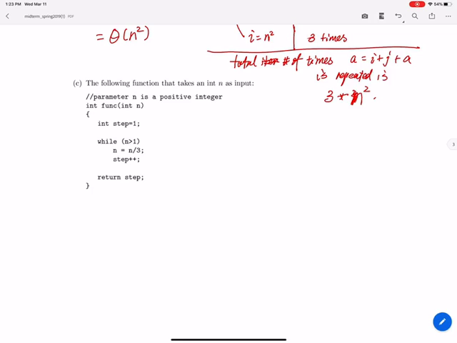Okay, so this is the second part of the midterm review. We'll continue to talk about the sample midterm from spring 2019. Right now we're looking at this question, analyzing the running time for this function here.